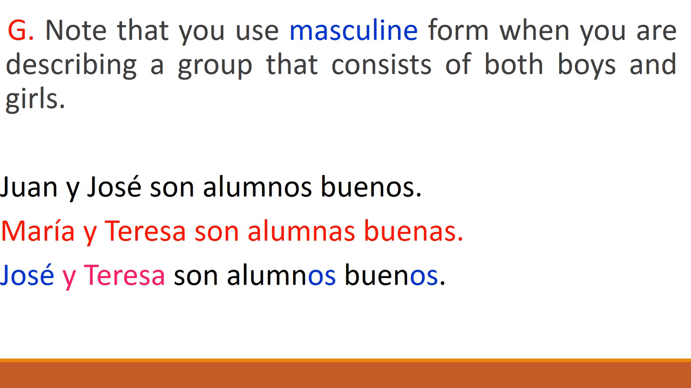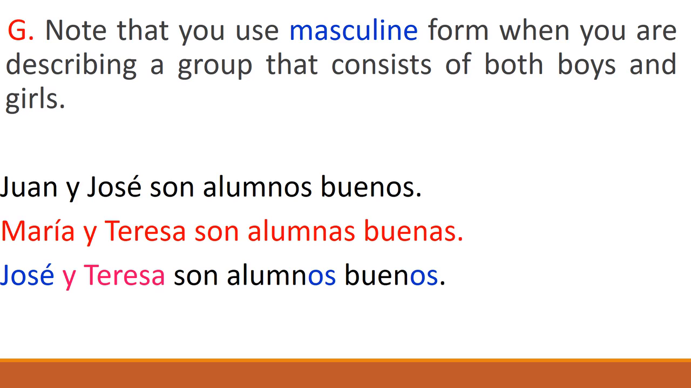Now, when you have a group of girls, like in the second example, María y Teresa son alumnas buenas, the adjective and the noun have to be only for femenino. Why? Because María y Teresa, they're girls. We don't say alumnos, we say alumnas. In this case, we don't say buenos, we say buenas. The adjective and the noun have to match. So, when you have a group of only boys, you're going to use descriptions according to the masculine. When you have a group of only girls, you're going to use a description of only feminine.